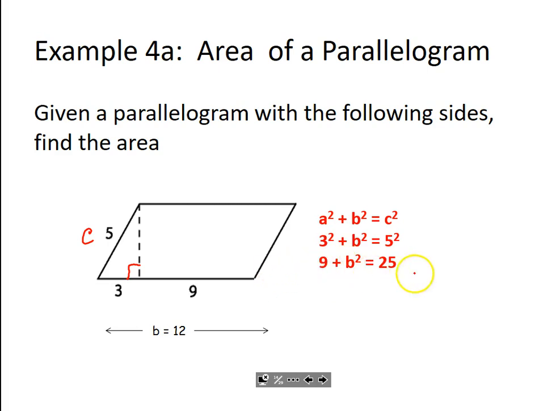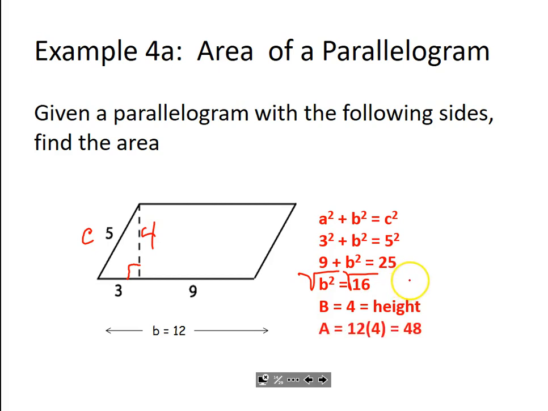We're going to subtract the 9 from the 25. That gives us 16. We're going to take the square root of both of these sides here. And when we do that, that gives us that b is 4. So our height over here is 4. So now we're going to multiply our base times our height. Our base is 12, and our height is 4. So base times height, 12 times 4 is 48.